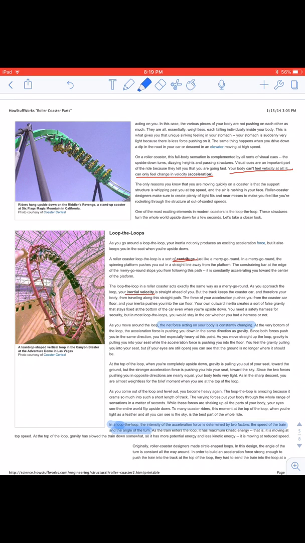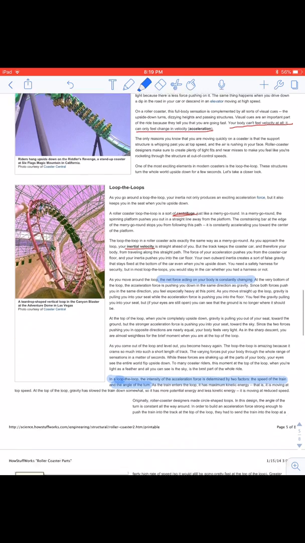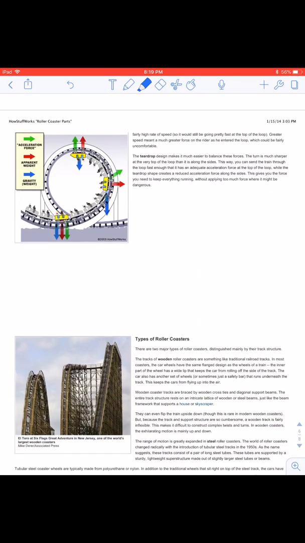All right, let's keep going here. Originally, roller coaster designers made circle-shaped loops. In this design, the angle of the turn is constant all the way around. In order to build an acceleration force strong enough to push the train into the track at the top of the loop, they had to send the train into the loop at a fairly high rate of speed, so it would still be going pretty fast at the top of the loop. Greater speed meant a much greater force on the rider as he entered the loop, which could be fairly uncomfortable.